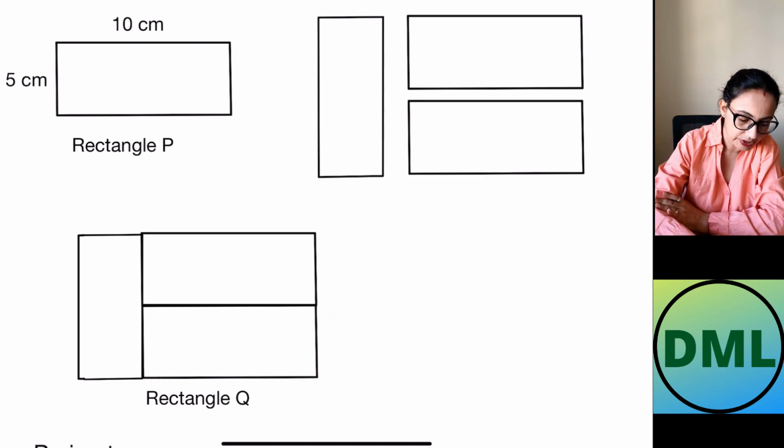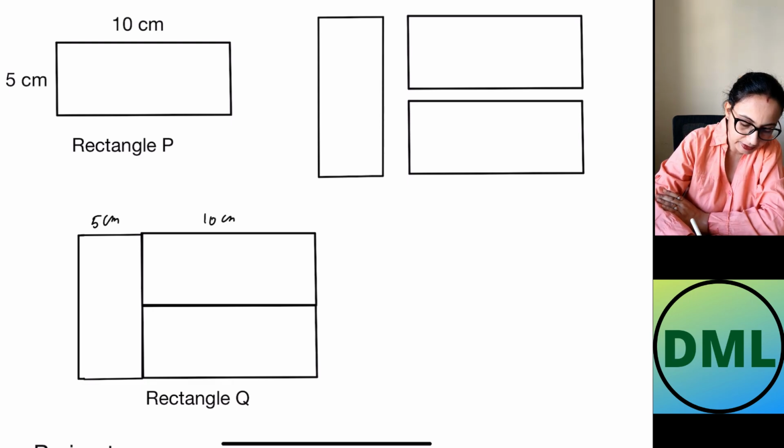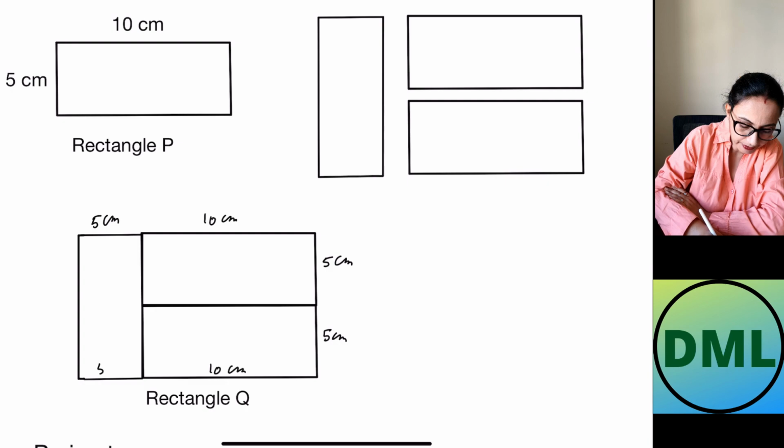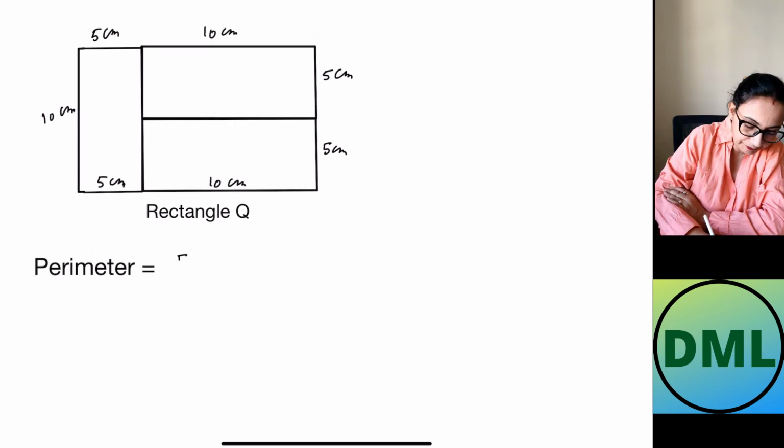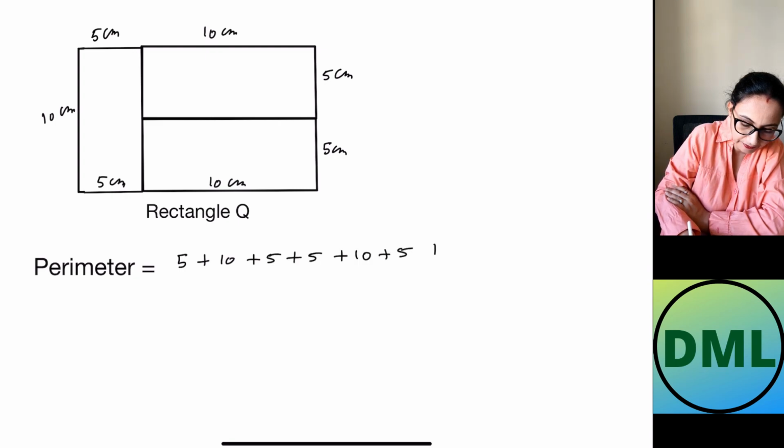Let's write down all the dimensions here first. So this will be 5 centimeter. This will be 10 centimeter. This will be 5 centimeter. 5 centimeter. This will be 10 centimeter. 5 centimeter. And 10 centimeter. To calculate the perimeter of this rectangle Q, I need to add my dimensions. Let's add all the dimensions here. It will be 5 plus 10 plus 5 plus 5 plus 10 plus 5 plus 10.